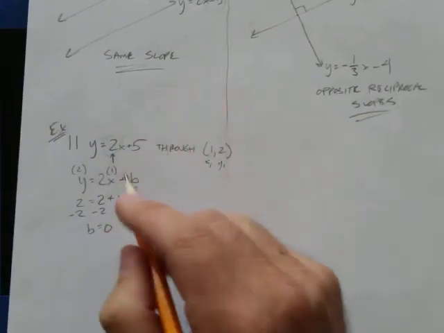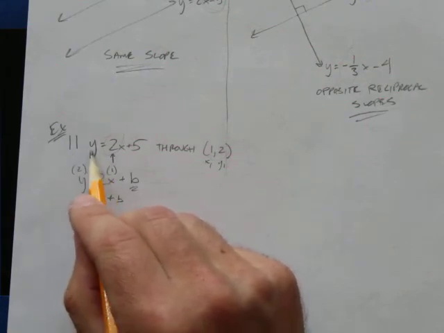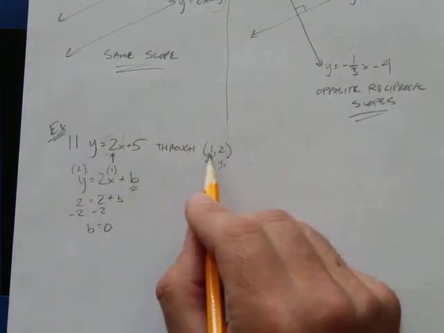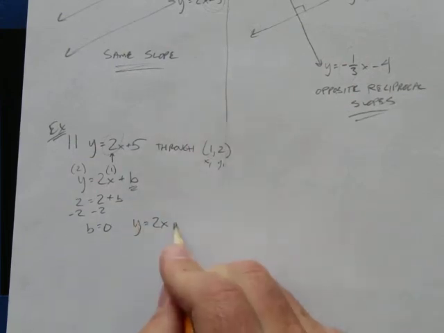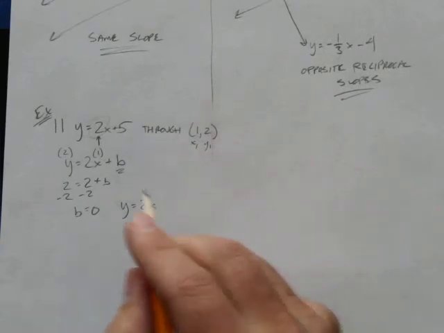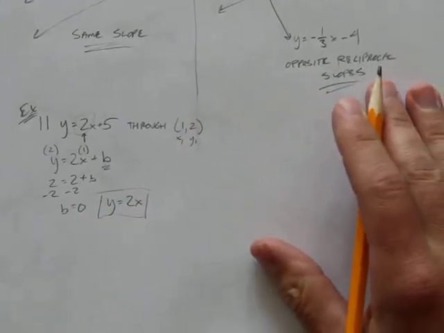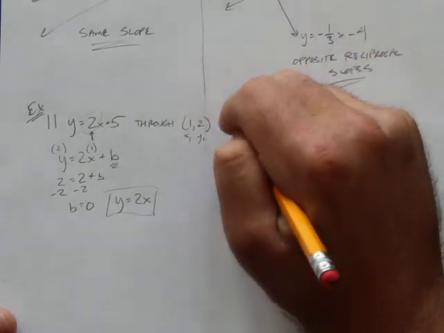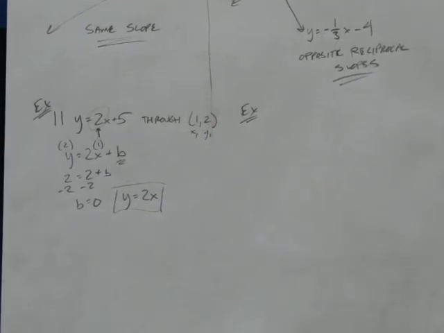And so my slope-intercept form of the line that's parallel to this one that goes through this point is going to be y equals 2x plus 0. Do I need to write plus 0? No, I don't need to write plus 0. That's it. Now, I'll do another example, and then I'm going to give you a U-try, and then we'll be all done.